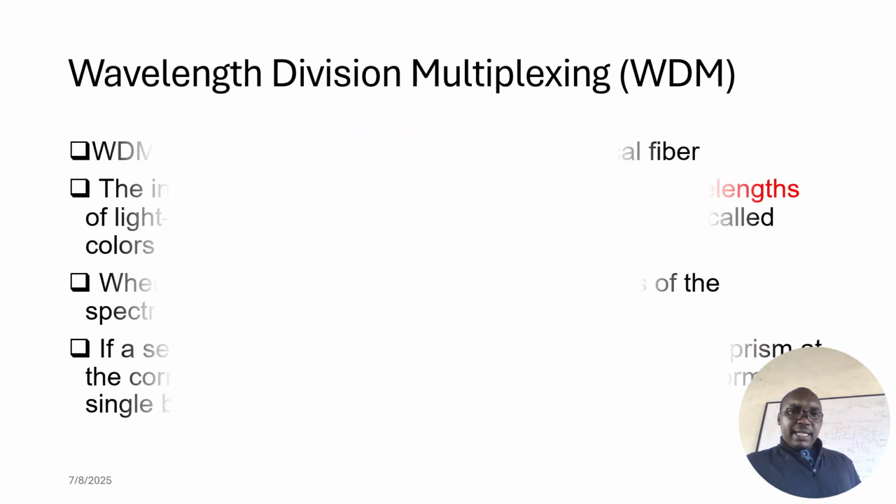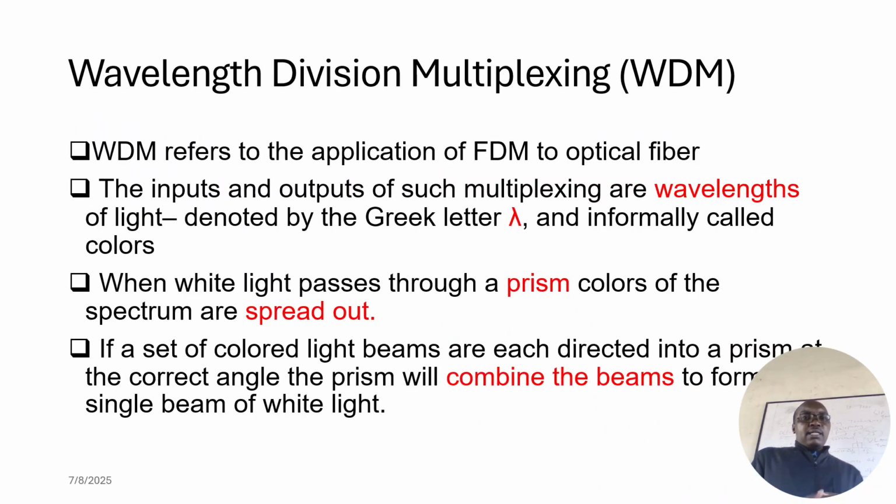So let's look at the last one. Wavelength division multiplexing refers to the application of FDM to optical fiber. The input and output of such multiplexing are wavelengths of light, noted by the Greek letter lambda and informally called colors. When white light passes through a prism, colors of the spectrum are spread out. If a set of colored light beams are each directed into a prism of the correct angle, the prism will combine the beams to form a single beam of white light.